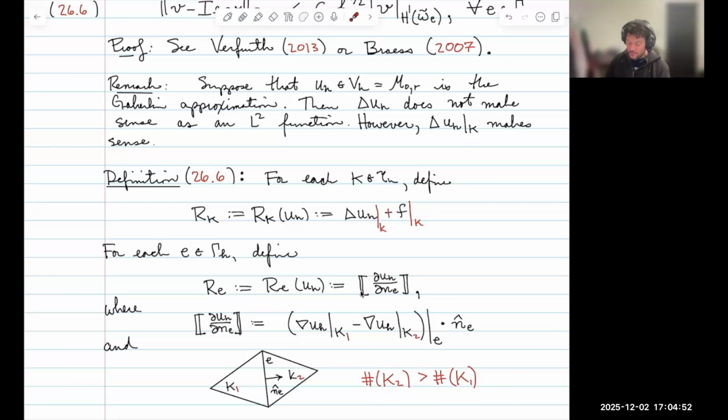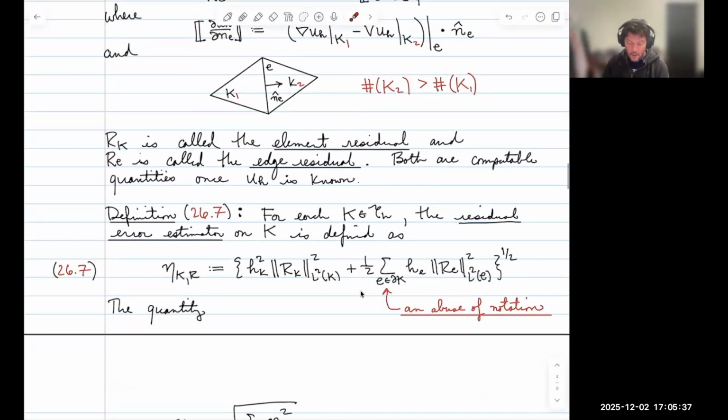So then what I do is I compute the gradient in K1 and I compute the gradient in K2 and I subtract those two. That gives me a vector. Then I'm going to dot that with that normal NE. And so that gives me this object, which I'm going to call the jump in the normal derivative. Again, how I choose this is entirely arbitrary. I just have to pick a way of doing it and then stick with that. And the way I'm going to do it is I'm going to say that that normal points towards K2 if the enumeration of K2 in my triangulation is bigger than the enumeration of K1.